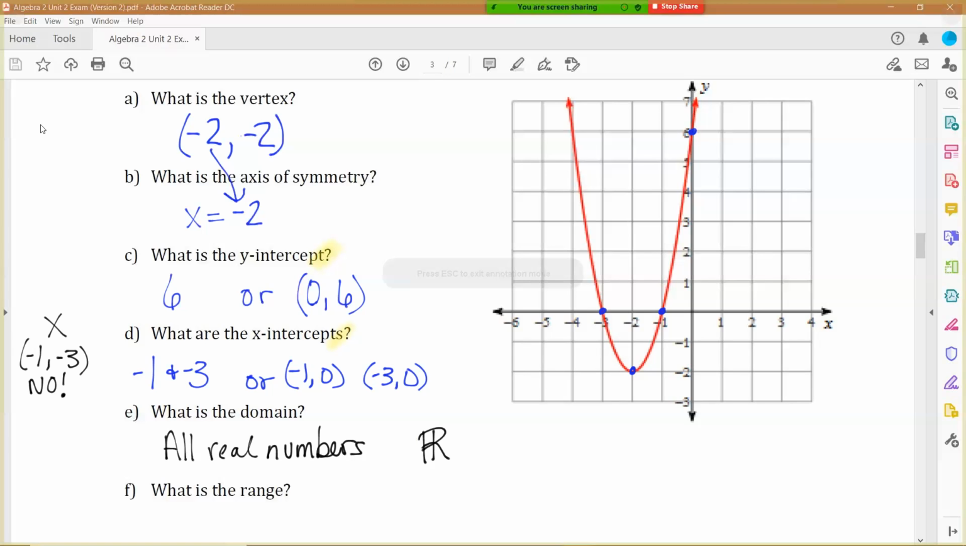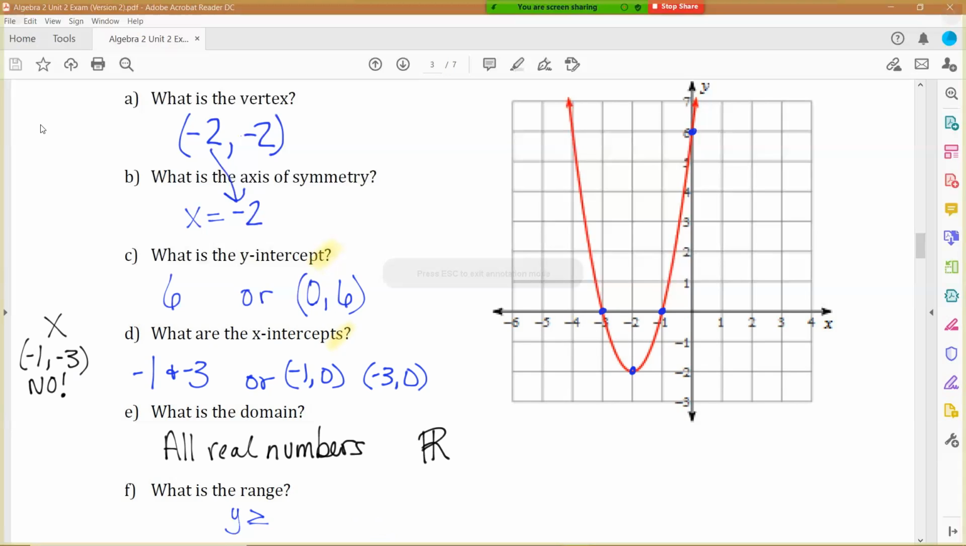What is the range? When you find your range, you have two options. You're either going to use y is greater than or equal to, or y is less than or equal to. To pick between these two, you have to decide if your parabola opens up or if it opens down. Which way does this parabola open? Up. Since it opens up, we want to use y is greater than, so we're going to use this first one.